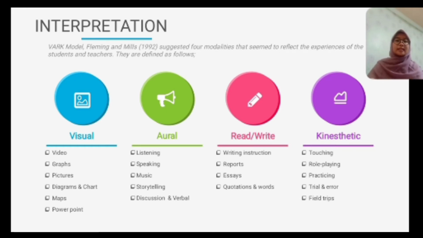The fourth is kinesthetic. Kinesthetic is a learning style of hands-on experience, touching, practicing, role-playing, trial and error, and field trips. For example, they like doing experiments in the laboratory.